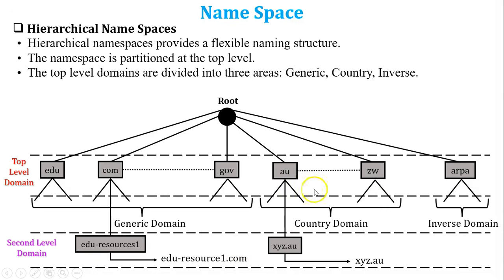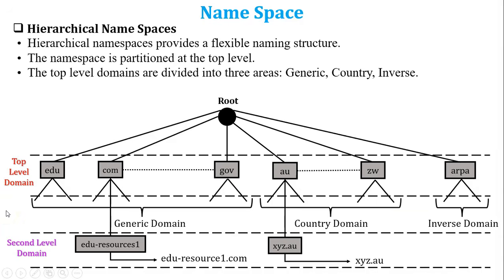The same applies to another example, the country domain xyz.au. In this URL, the root node checks the top level domain. So here the top level domain is .au. It means .au belongs to the country domain. And the second level domain is XYZ. So our web URL is xyz.au. So using the hierarchical namespace in the internet, DNS can easily map the web URL with the IP address with an immediate response to the user.